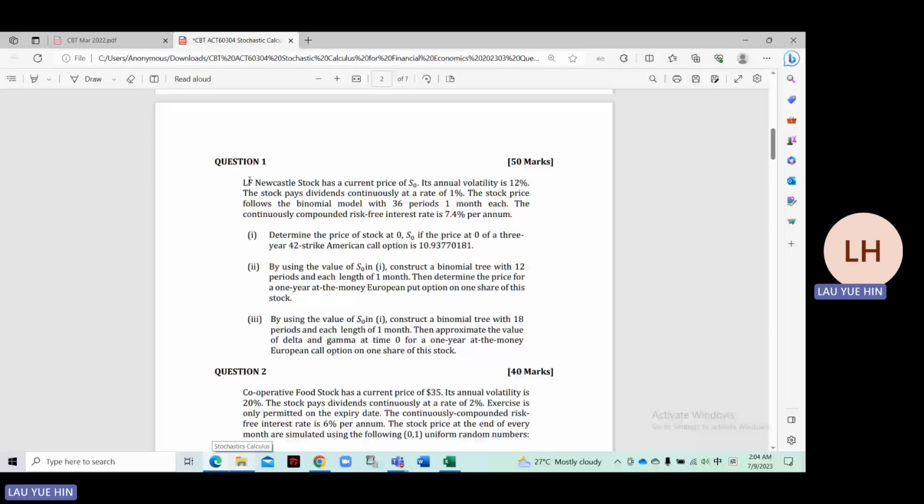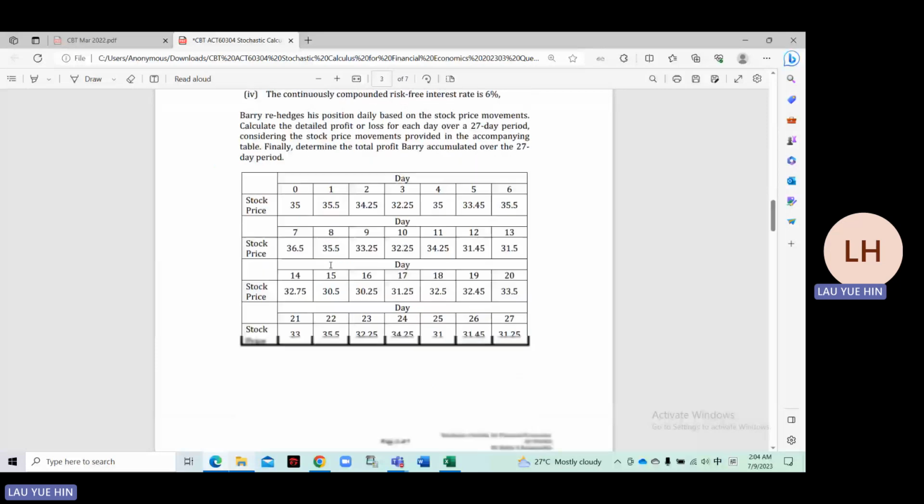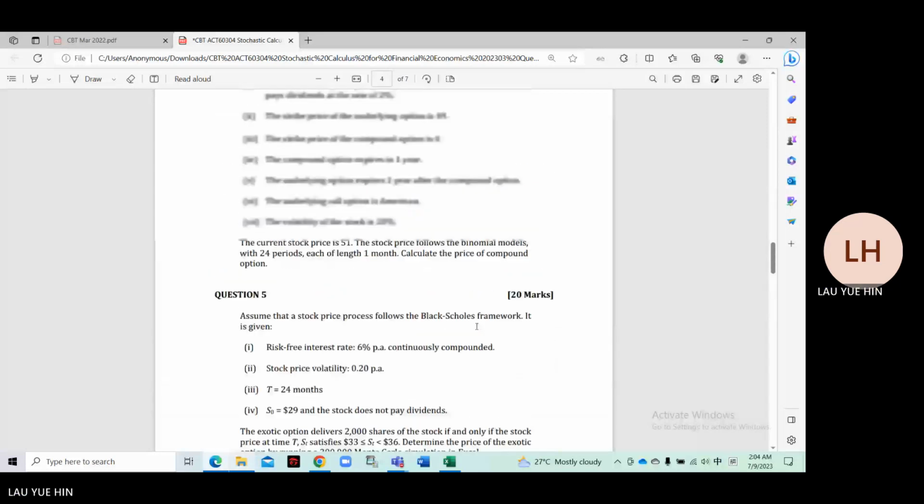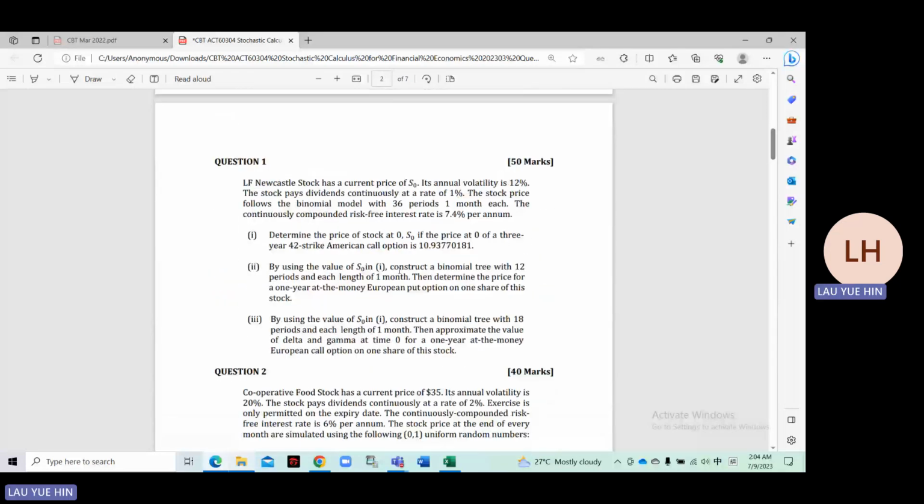Hello everyone. So I'm going to talk about explaining question 1 and question 7 for these CBT questions. So firstly, I will explain question 1. Question 1 says that this company has a current price of S0 and its volatility sigma is 12%, and the dividend is 1%.